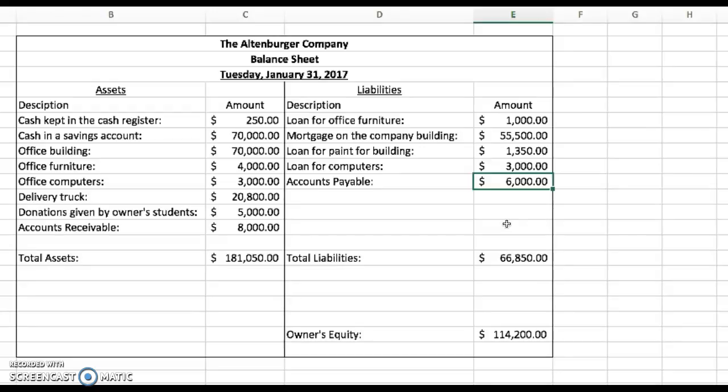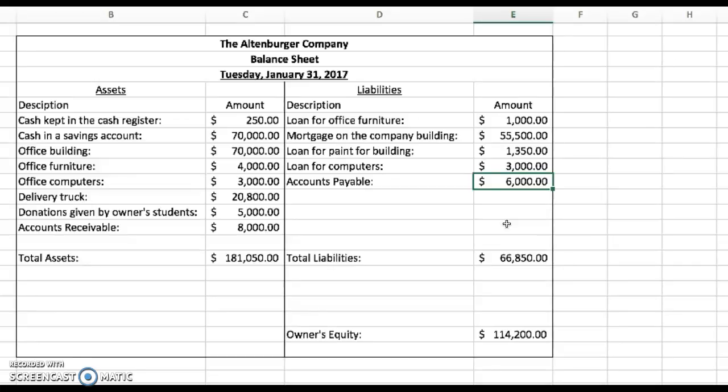Actually, the loans that you see on this balance sheet should also probably be considered accounts payable. They could be called loans payable, mortgage payable, or simply accounts payable. An amount shown on the balance sheet as an accounts payable means that we received something of value. We received an asset, but we've not paid for it yet. But it certainly is something that we owe, so it is considered a liability.